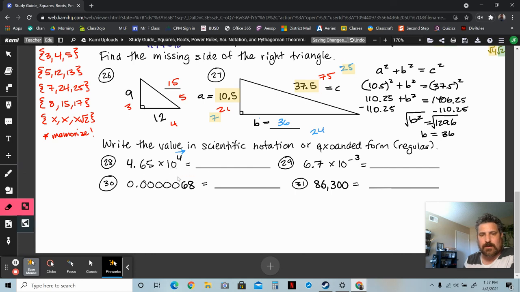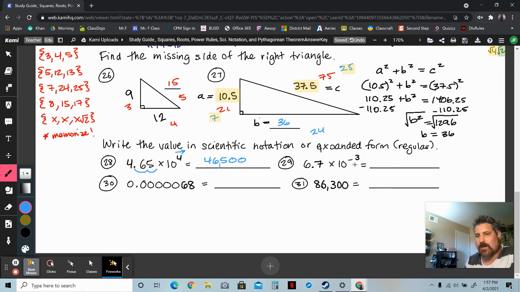But the shortcut to doing all that is just to realize that when you see a power of 10 to the 4th, you're going to basically move the decimal place 4 places to the right. So you're going to go past the 6 and the 5, and then 2 more places. So you just write 465, and then there's 2 placeholder zeros you have to add, because that'll go 4 places from where it is currently. And then that's the answer, 46,500.